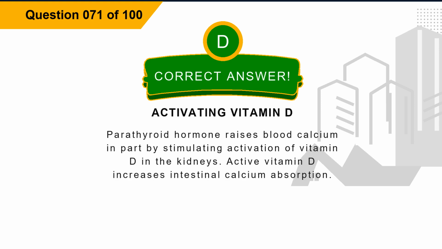The correct answer is option D, activating vitamin D. Explanation. Parathyroid hormone raises blood calcium in part by stimulating activation of vitamin D in the kidneys. Active vitamin D increases intestinal calcium absorption.